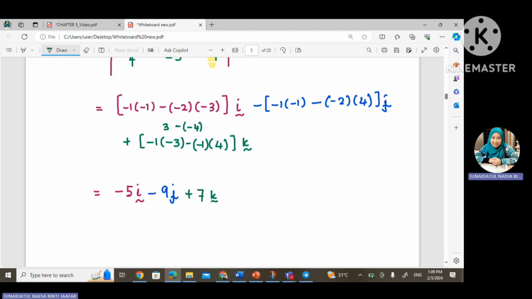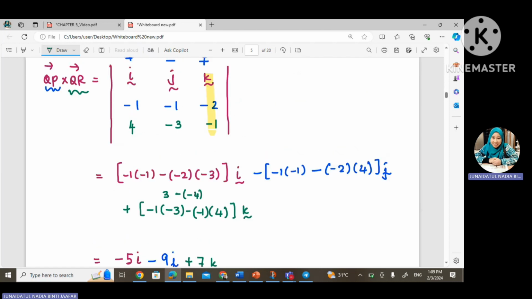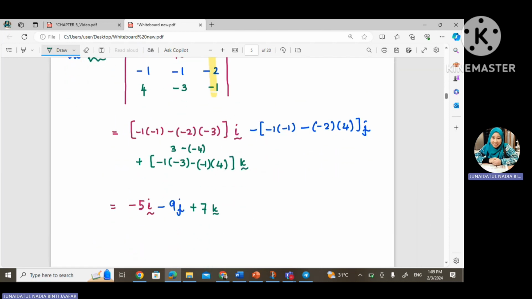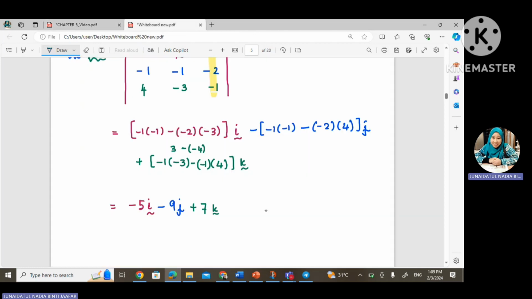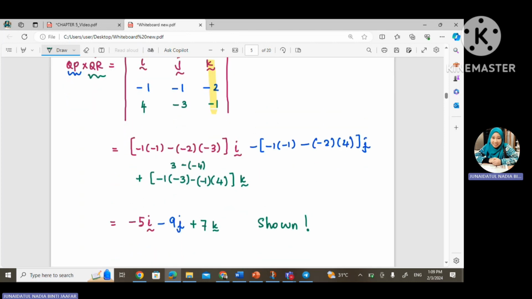Alright, so we get the answer for QP cross QR is equal to negative 5i minus 9j plus 7k. So back to the question. We get the answer the same as in the question, negative 5i minus 9j plus 7k. So this is for question A. Okay, next question.